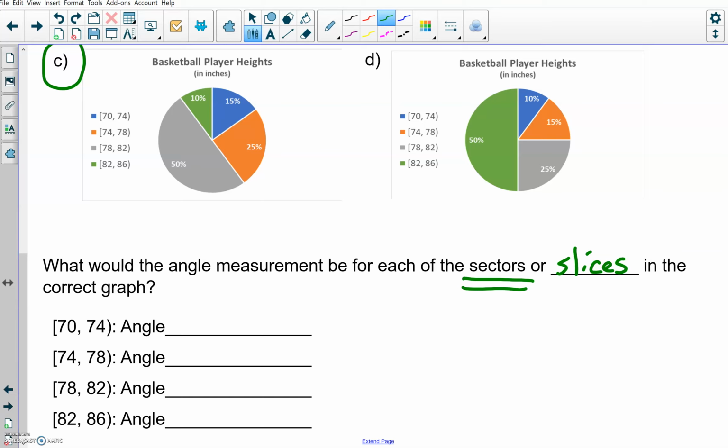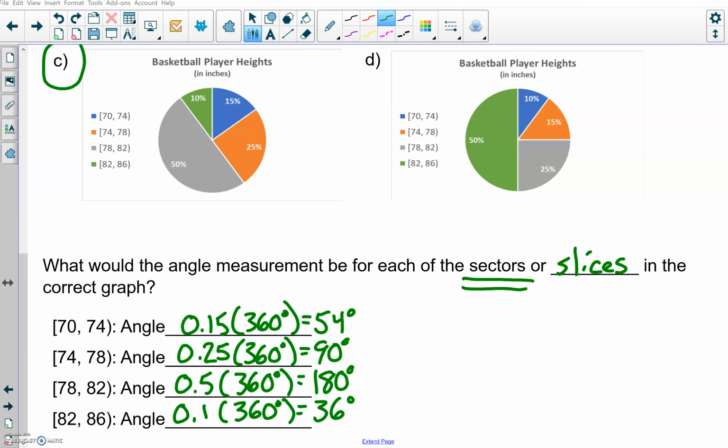So in the correct graph, the 70 to 74, once you figure that out, the angle, and then 74 to 78, 78 to 82, and 82 to 86. Go ahead and pause. Okay, and poof, there they are.